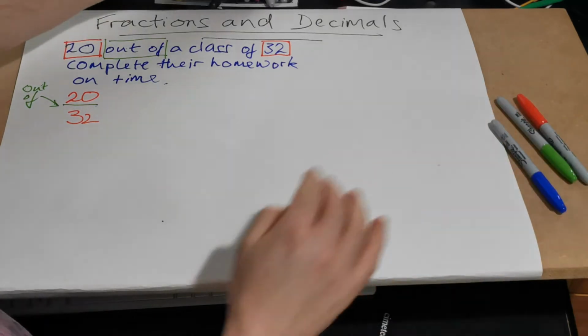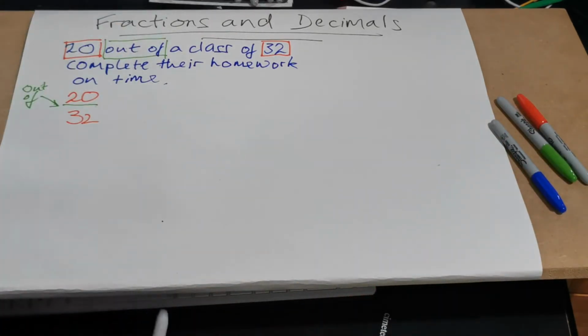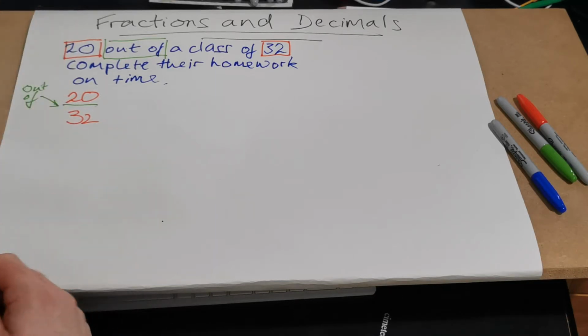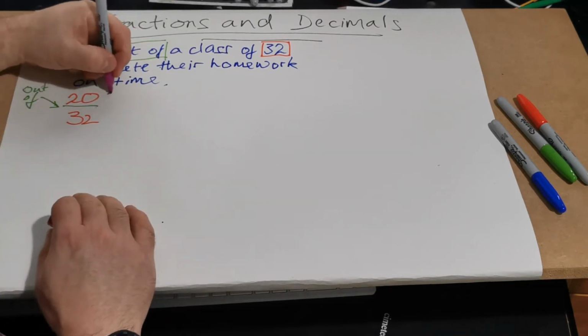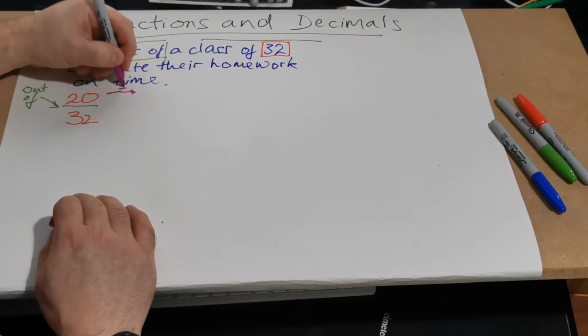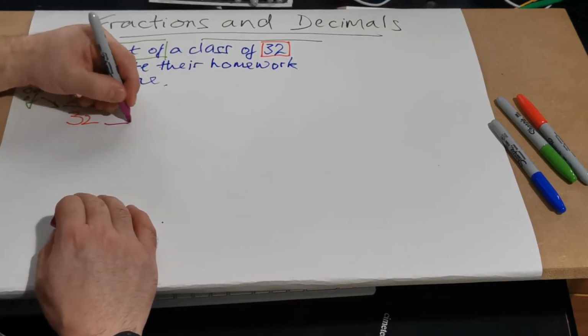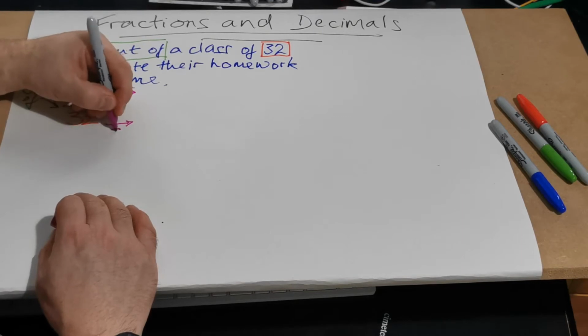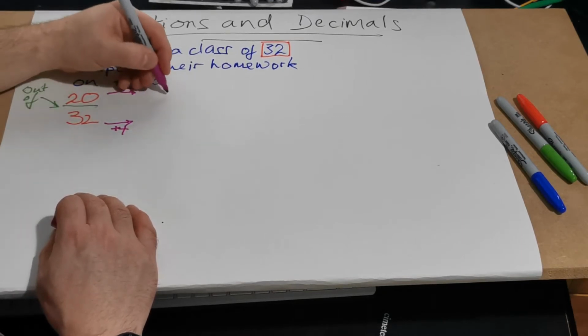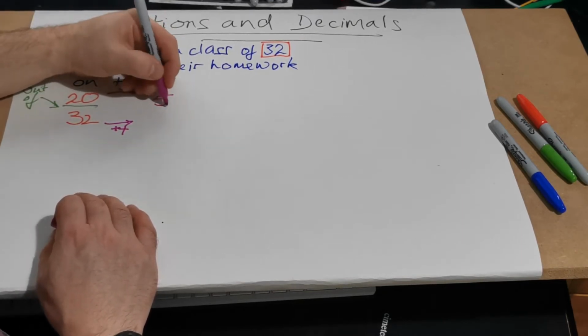And then that's a nice little fraction to look at, but I'm thinking they're both even numbers, so I wonder if I can cancel that down. Looking even closer, I can see that they're both in the 4 times table. So I'm going to divide them both by 4, and that's going to give me 5 over 8.